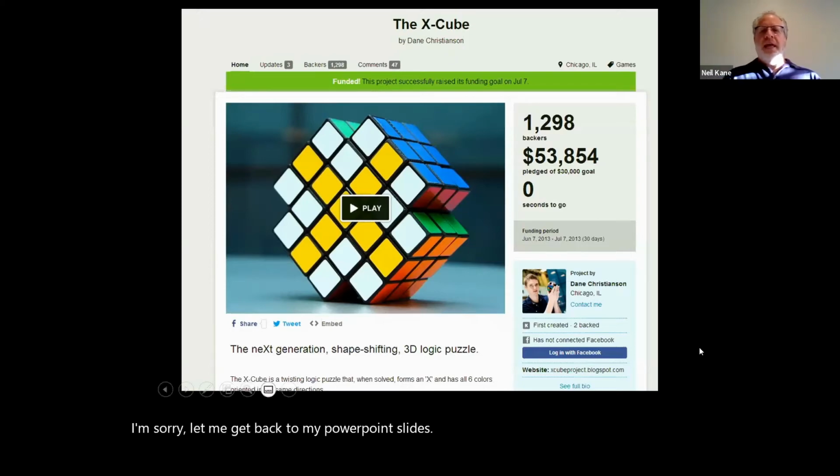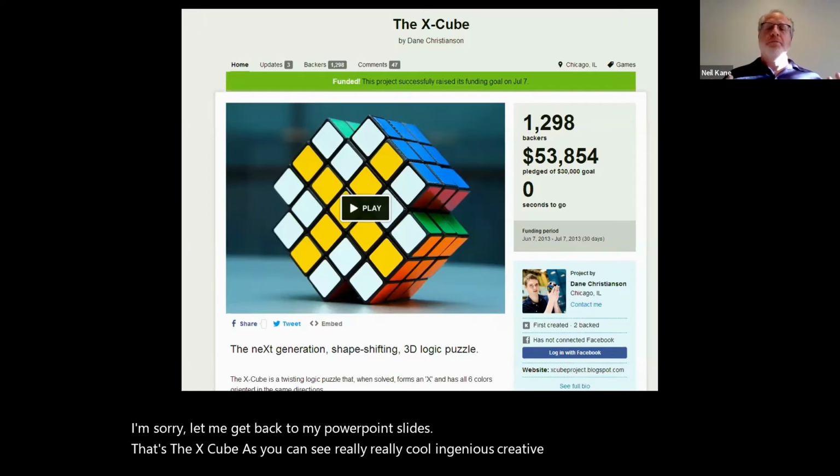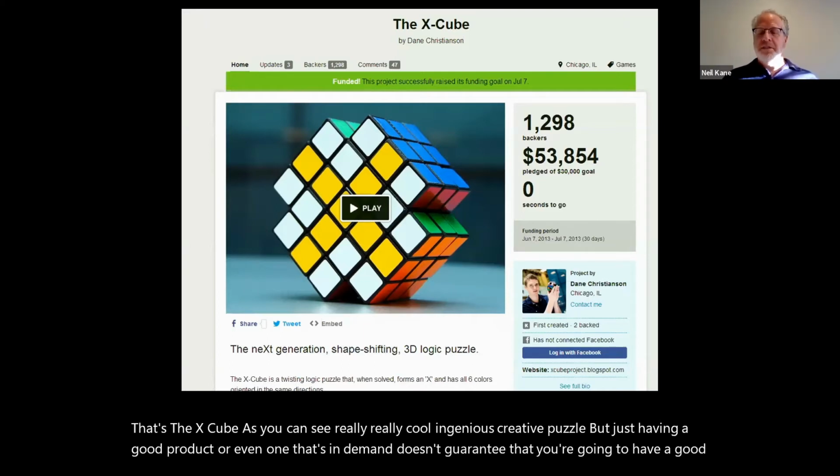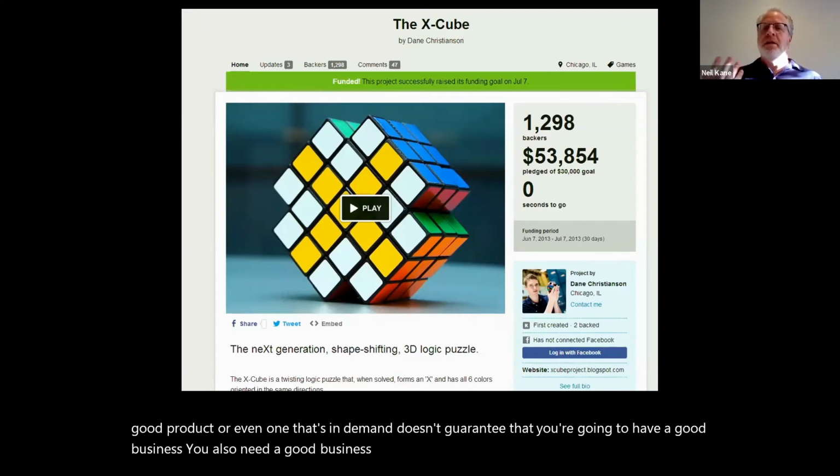So that's the X Cube. As you can see, really, really cool, ingenious, creative puzzle. But just having a good product, or even one that's in demand, doesn't guarantee that you're going to have a good business. You also need a good business model. And that's really the contribution that I made to the company.